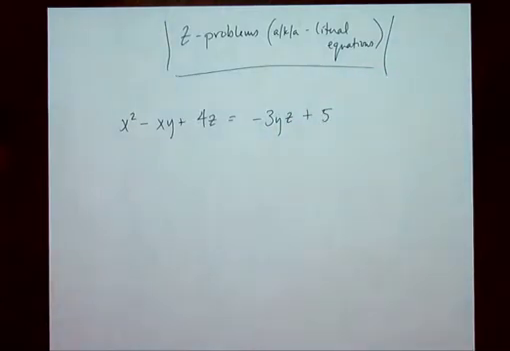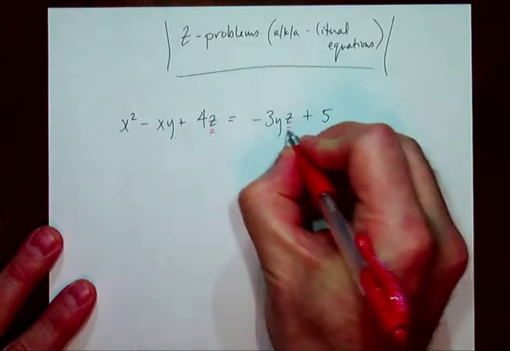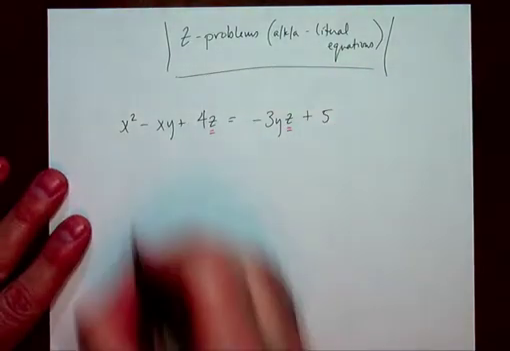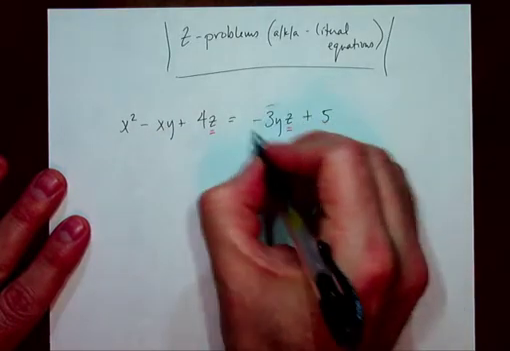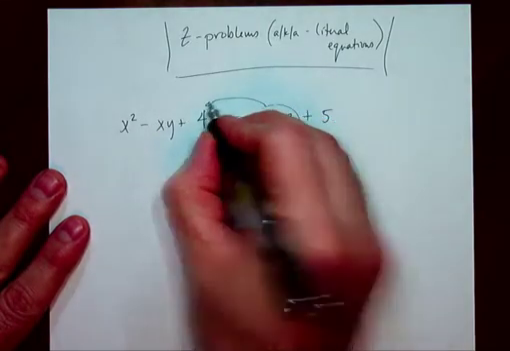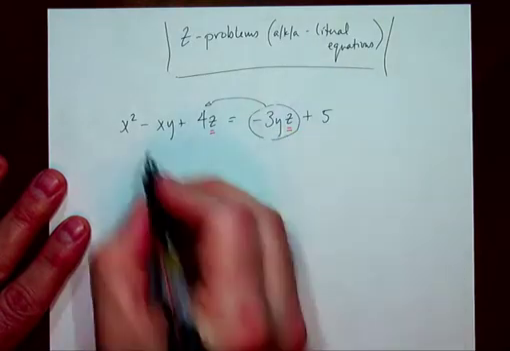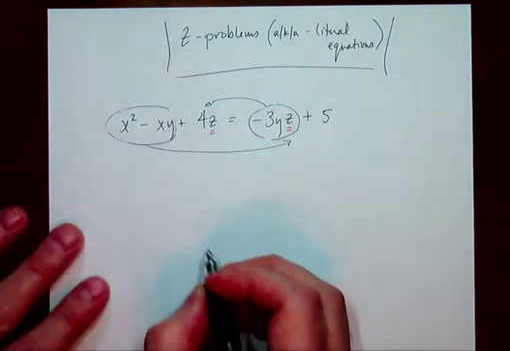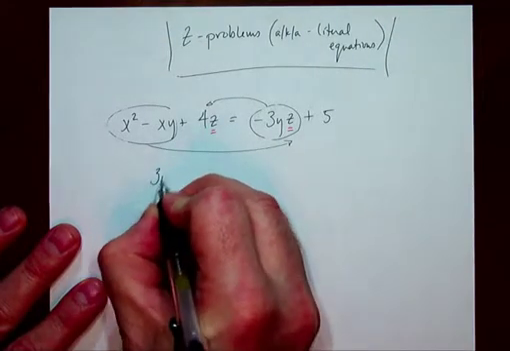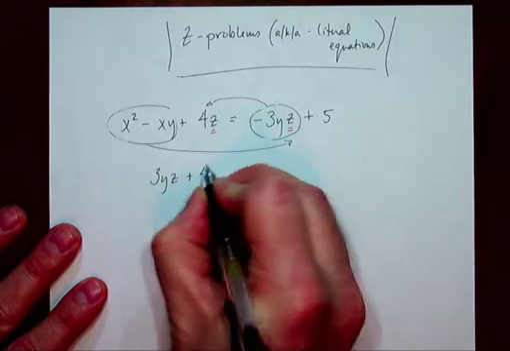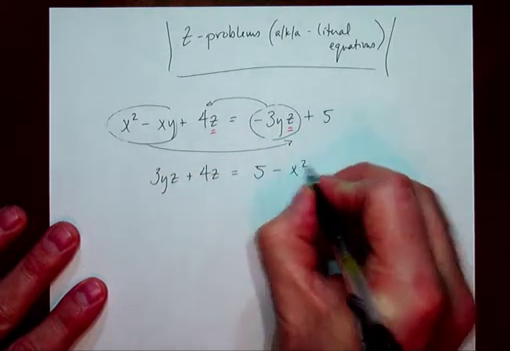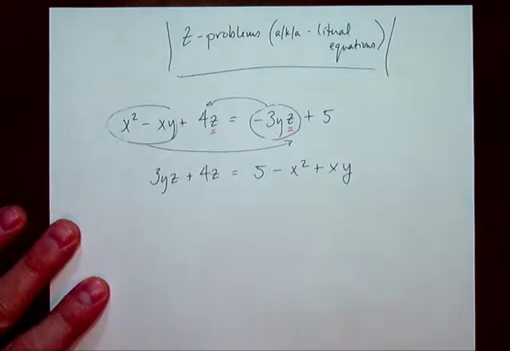So let's start with x squared minus xy plus 4z is equal to negative 3yz plus 5. Now, if I want to solve for z, I need to notice that there's not one, but two of them, okay? And in order to solve for z, I'm going to need to get all of the z terms on the same side. So we'll shove this one over here to the left-hand side. And all of the non-z terms I need to push to the other side. So this winds up being 3yz plus 4z is equal to 5 minus x squared plus xy.